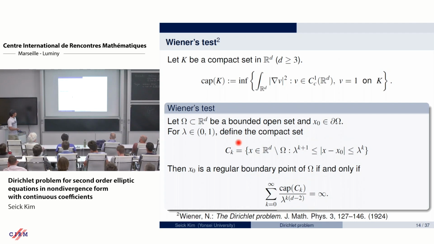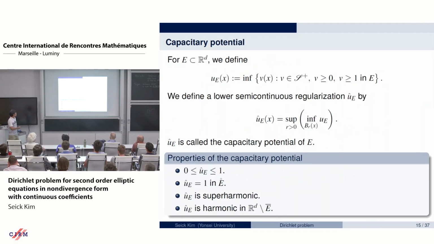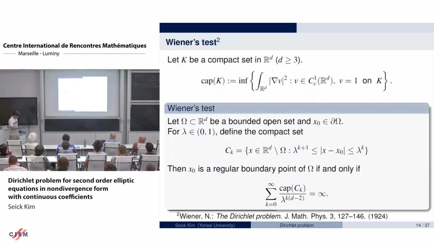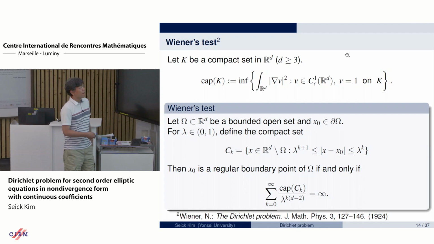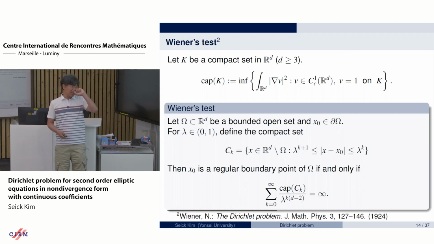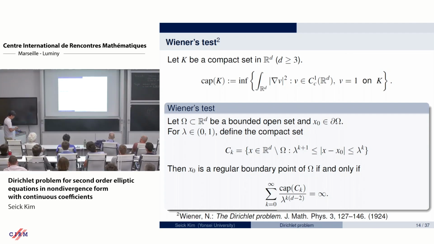So in the previous talk by Wolfgang, you don't need to have this. It's the same. You can define C_k without this, and you're going to get the same characterization anyway. It's simple to see that. So this is Wiener's test, and it is important because it gives an if and only if condition.